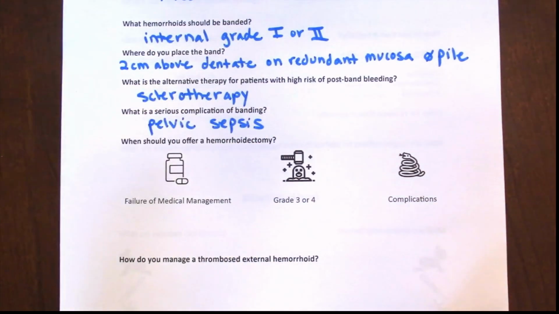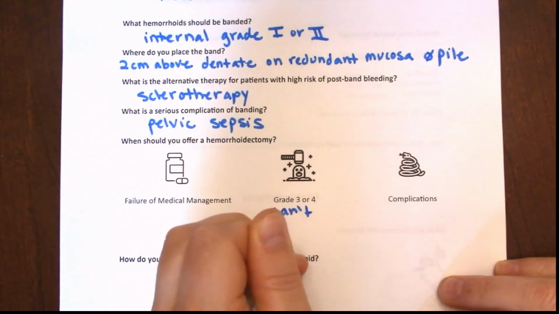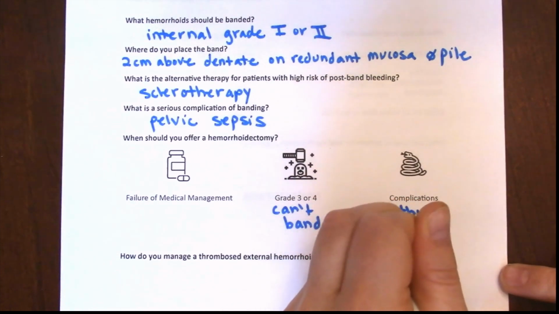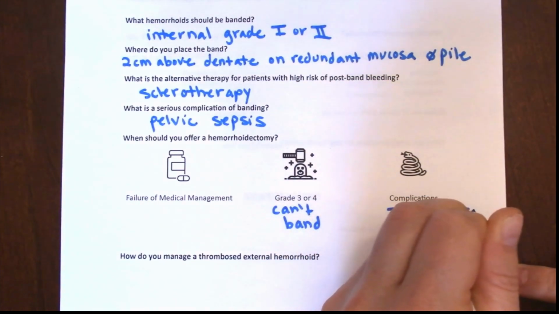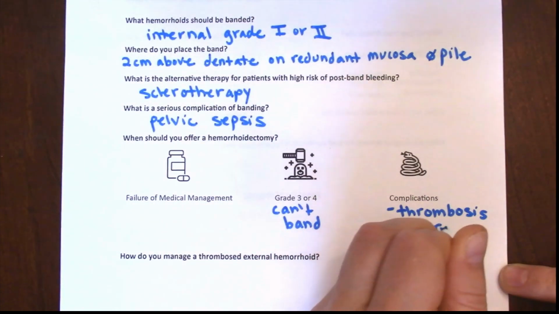Absolutely. Okay, enough of the banding. When should you offer a hemorrhoidectomy? This would typically be for failure of medical management. So they've tried fiber, they've tried water intake, and their hemorrhoids have not improved. Another situation may be for grade 3 or 4 hemorrhoids that you cannot band, or if they have complications of hemorrhoids, so things like thrombosis, gangrene, or strangulation.